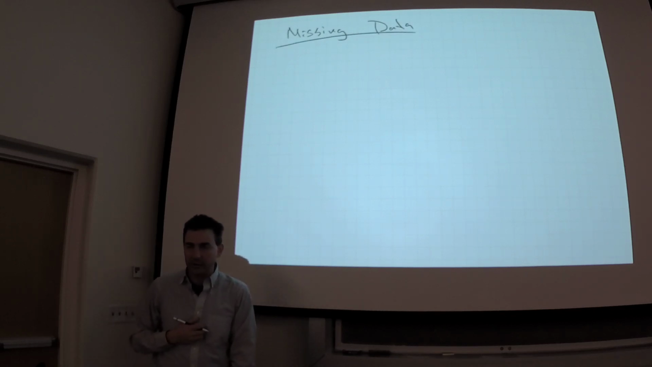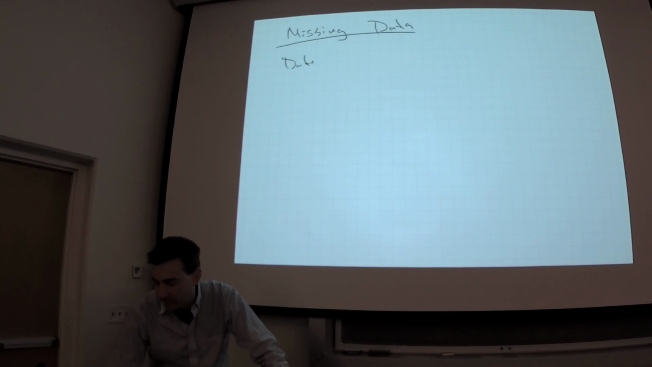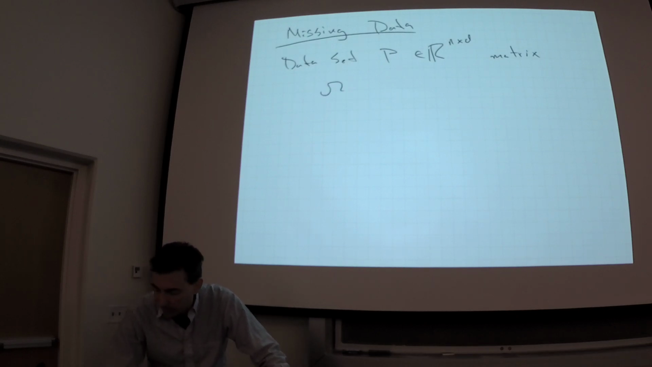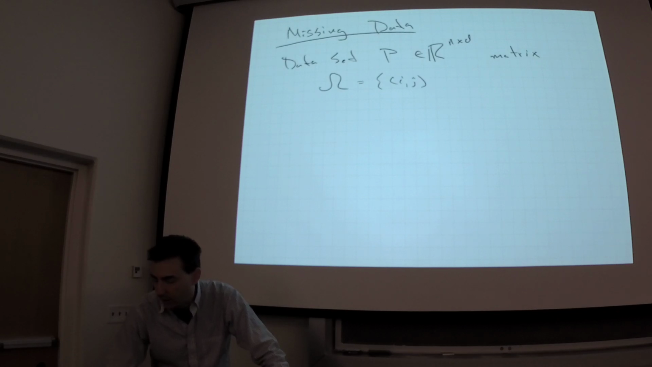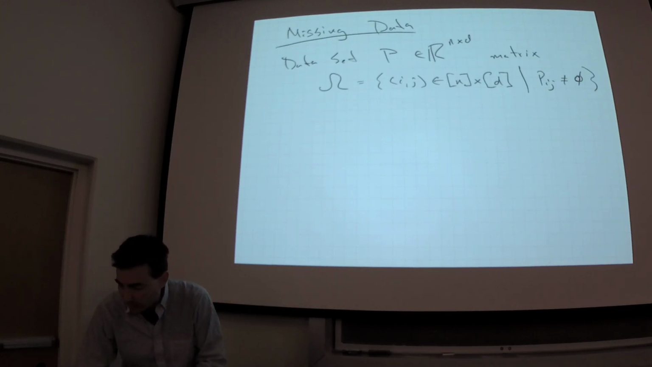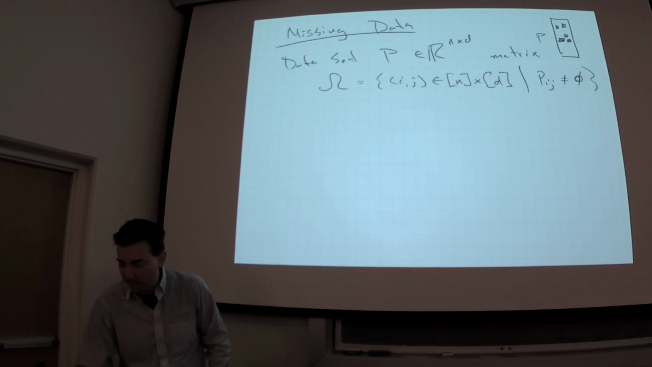Okay, and so this actually comes up a lot, and we're going to talk about it in the context of: I have a data set P, and I'm going to think of this as an n by d matrix. And I'm going to define a set omega, which is going to be a subset of (i, j) in n cross d. So these are the elements such that P_ij is not equal to the empty set, so I actually have a reading, okay? So this idea that I have some matrix P, but I only have readings in some of these cells. And most of it might be, I just don't have any readings there.